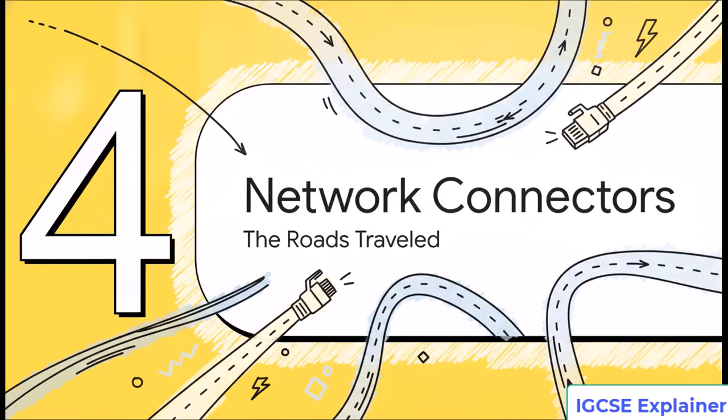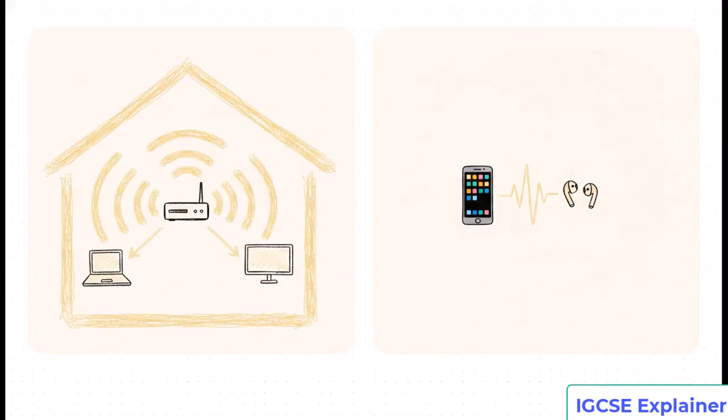Part 4. Connectors and connection types. Let's talk about the actual physical and invisible roads that these packets travel on. Now sure, wired connections give you the absolute fastest speeds and top-tier security, but we love mobility.